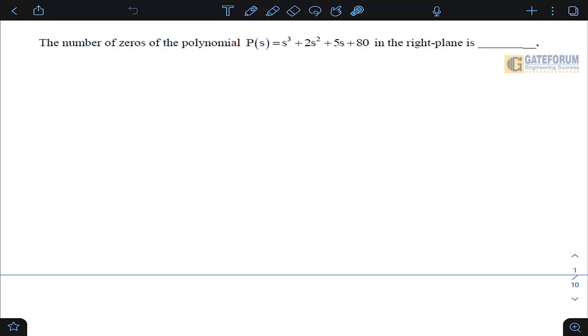So, by referring to the RH criteria table, let me make the table. The highest power is 3, right? So S cube, you have S square, S power 1, S power 0. So 1 and 5 are the coefficients, then 2 and 80 are the coefficients. So how much do you get here? You get 2 into 5, 10, minus 80 into 1, 10 minus 80, minus 70, minus 70 by 2 is minus 35.